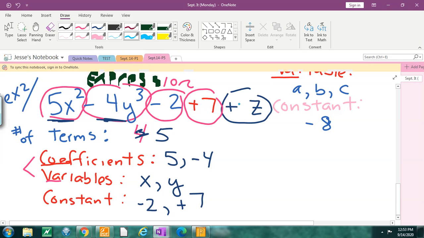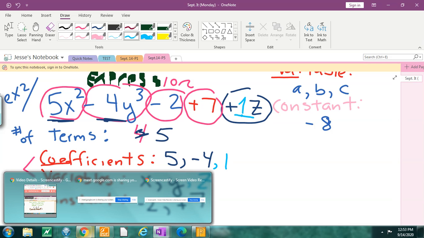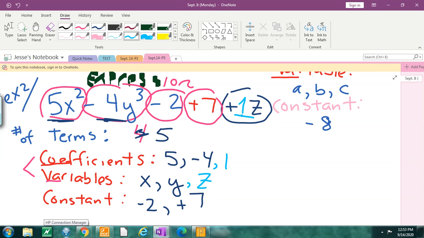So it has to be your imaginary 1 right there. See that? Your imaginary 1. So you're going to put 1, and then don't forget your z. Okay? So remember, when there's a letter by itself, it's a 1. So make sure you put a 1. All right? So far, so good?